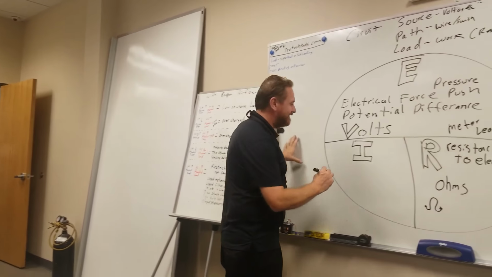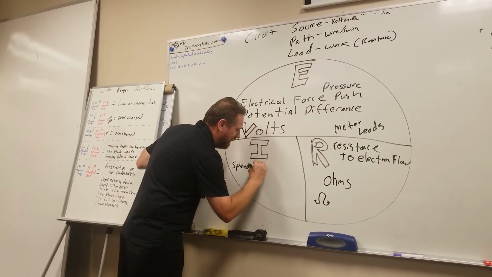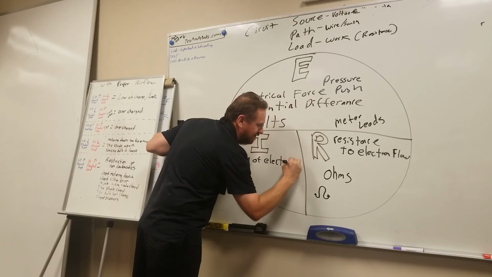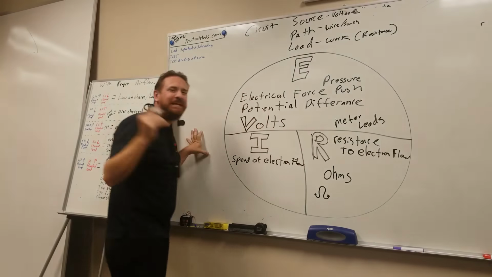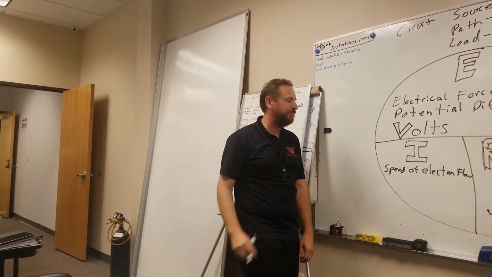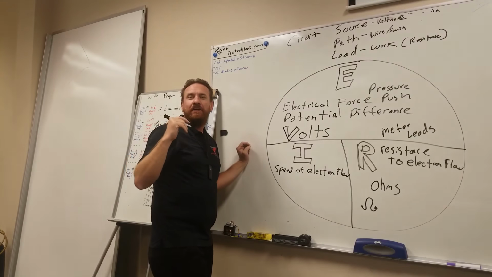So the I stands for speed of electron flow. The speed of electron flow. How fast do electrons flow? The speed of electron flow is also known as current.